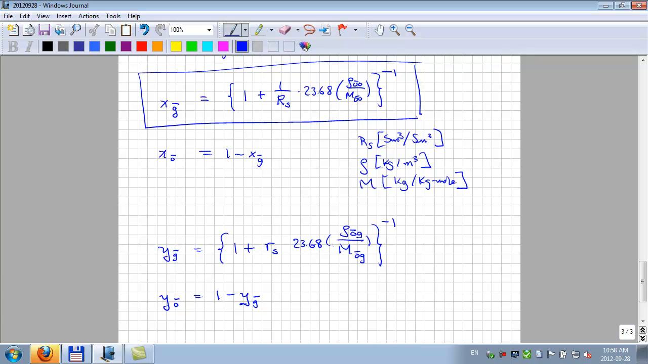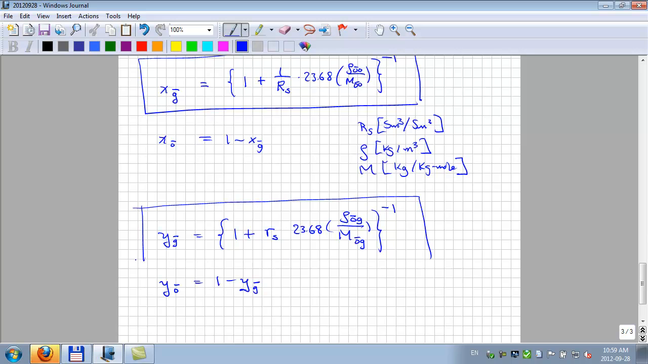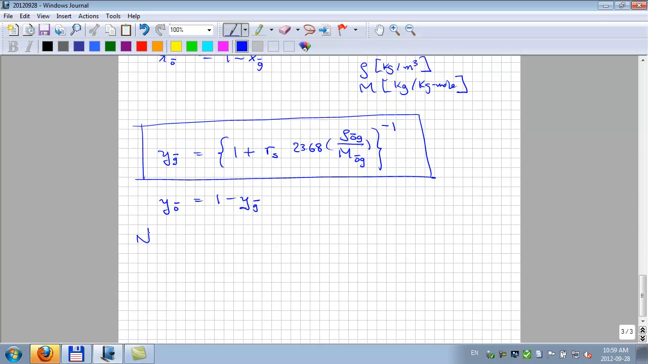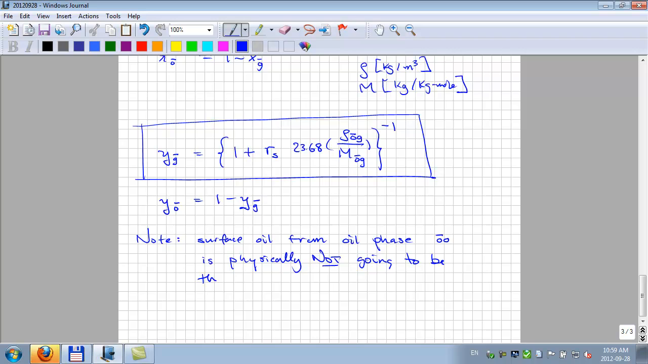Okay. And we'll just make a little footnote before the break that the surface oil from an oil phase is physically not going to be the same surface oil from a gas phase. And that's discussed in detail in Chapter 7, OG.